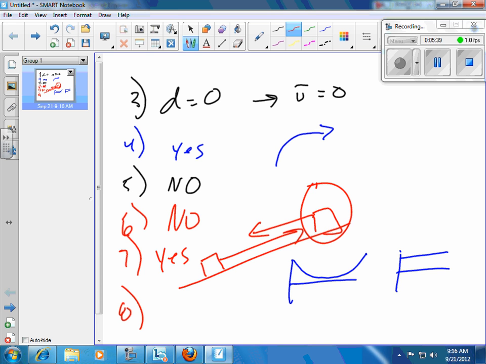Number 9, compare the acceleration of a motorbike that accelerates from 80 to 90 with the acceleration of a bicycle that accelerates from rest to 10 in the same time. So they would be... I didn't actually write an answer for 8, did I?